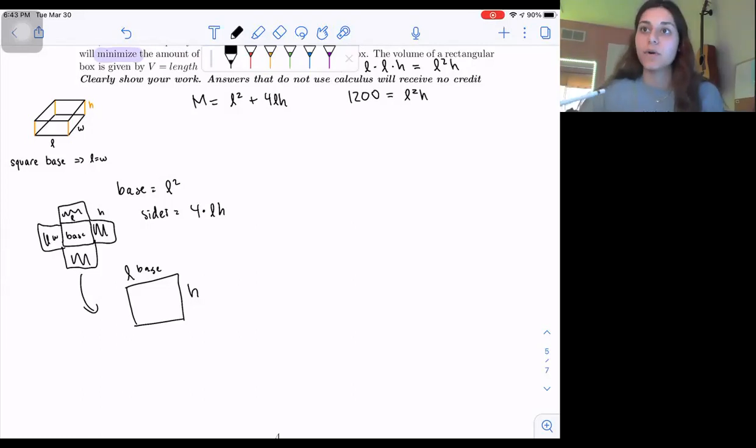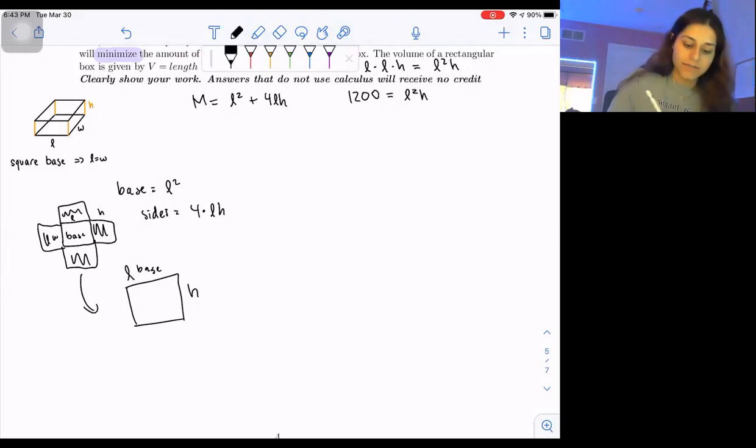We want it in terms of 1 variable. That's why we're using that volume equation and combining that with our M equation to get M as a function of just 1 variable. So we can choose any variable. We can use L or H.